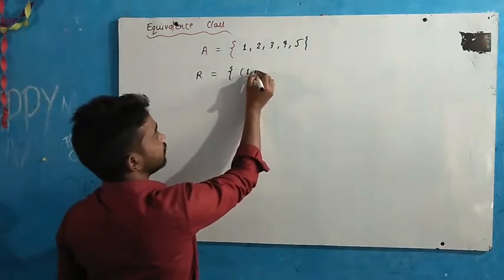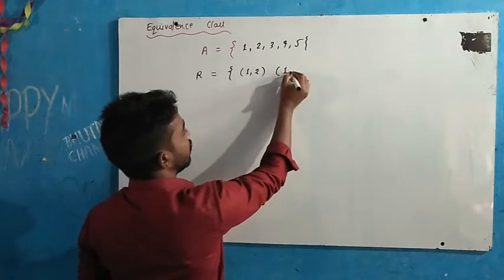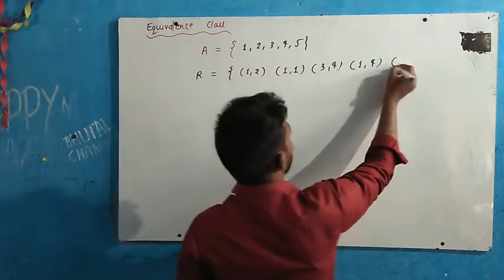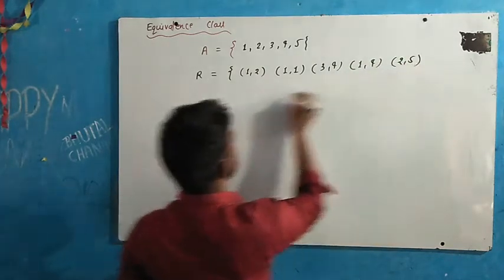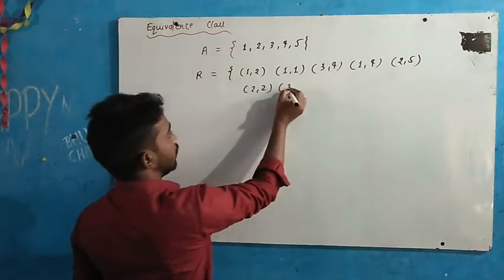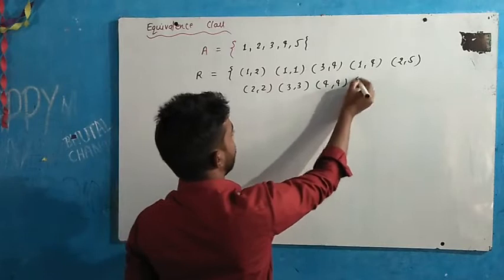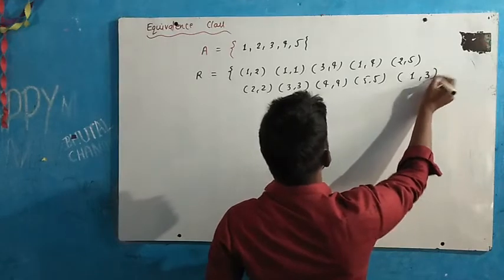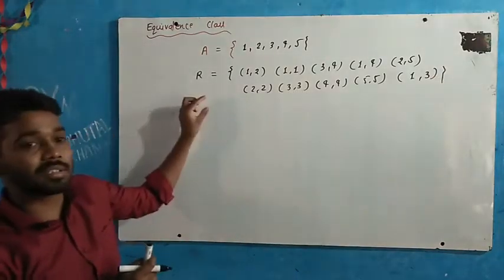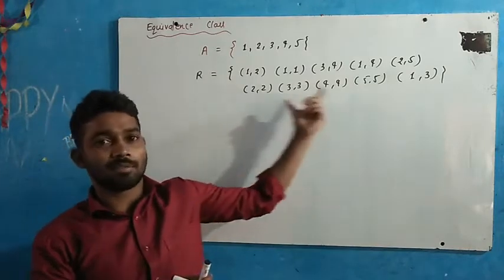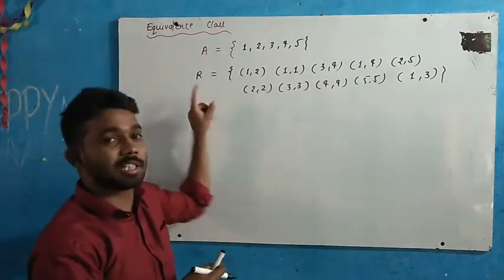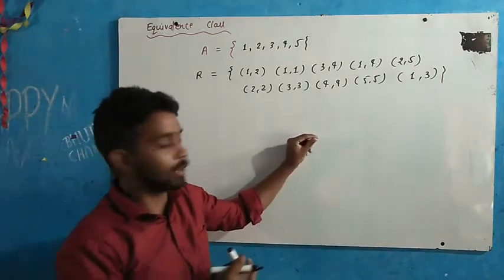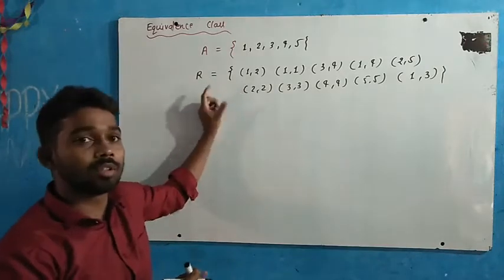(1, 1), (1, 2), (1, 1), (3, 4), (1, 4), (2, 5), (2, 2), (3, 3), (4, 4), (5, 5), and (1, 3). Clear? Suppose this relation R is given. I have randomly taken one example, and let us suppose this relation R is an equivalence relation. It means it is reflexive, symmetric, and transitive. Clear? Now see what I am going to do.